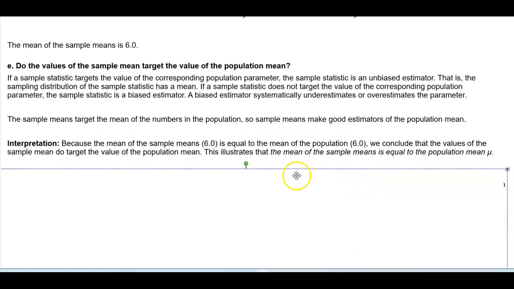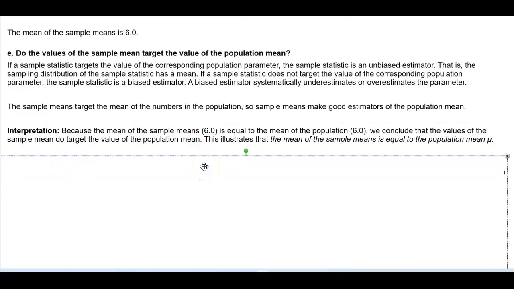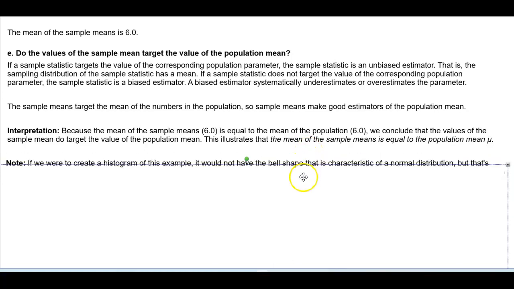So here's the interpretation. Because the mean of the sample mean 6.0 is equal to the mean of the population, which is 6.0, we conclude that the values of the sample mean do target the value of the population mean. And this illustrates the mean of the sample means is equal to the population mean.